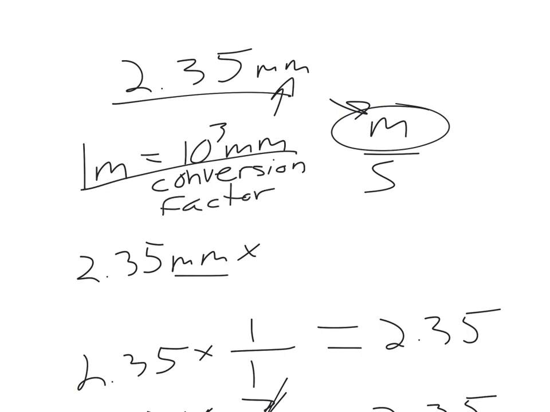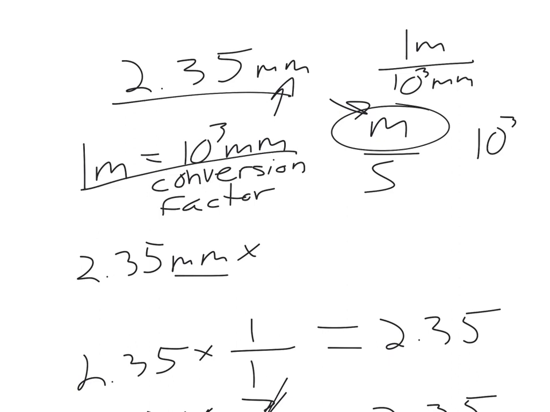Right there, I can make 2 different fractions out of this. I can make this fraction: 1 meter divided by 10 to the third millimeters. And because the top and bottom of that fraction are equal, that should just be 1 over 1. Or I could say that 10 to the third. Did I do that wrong? No, yeah, I did that right.